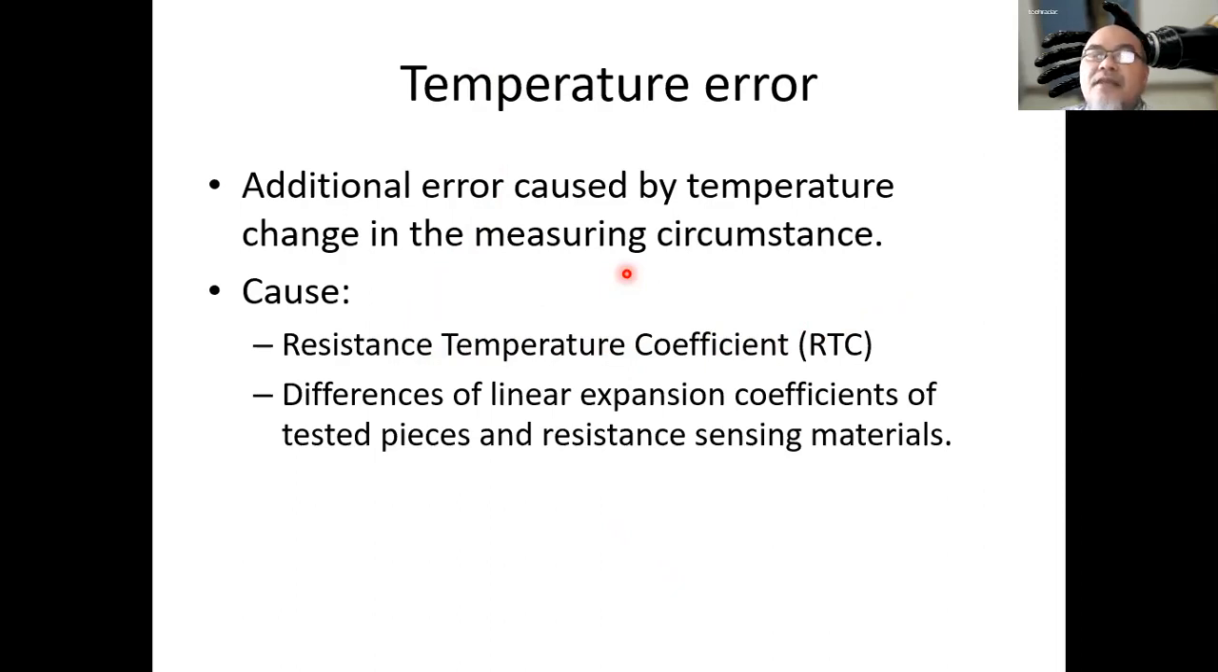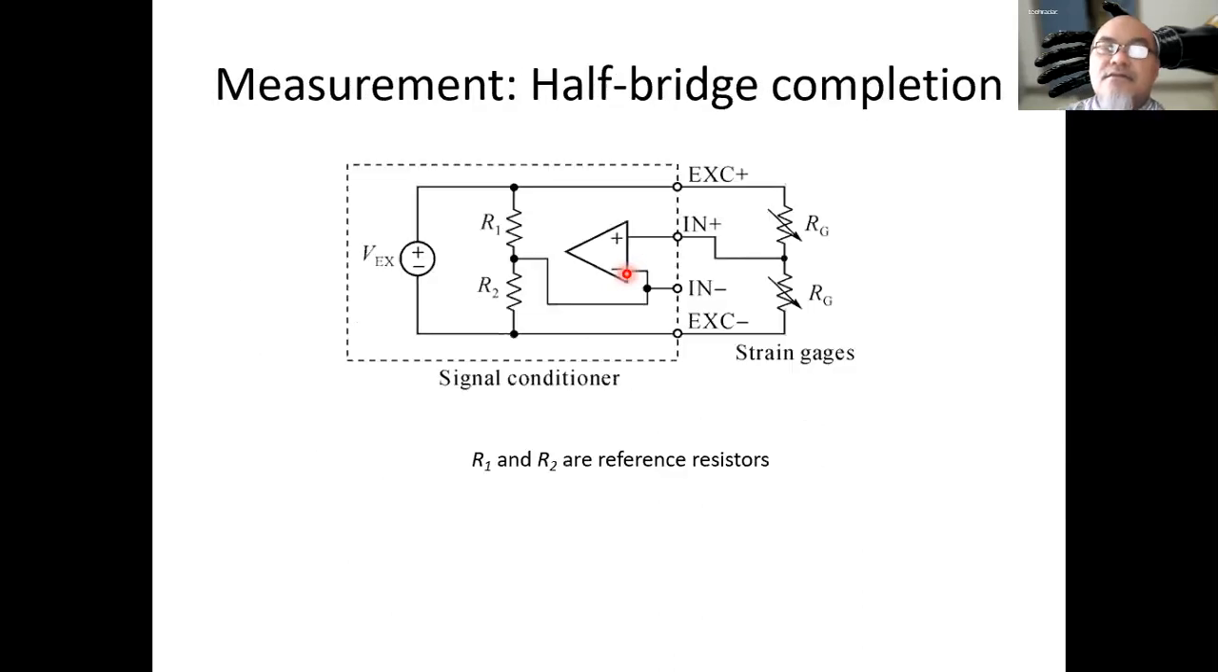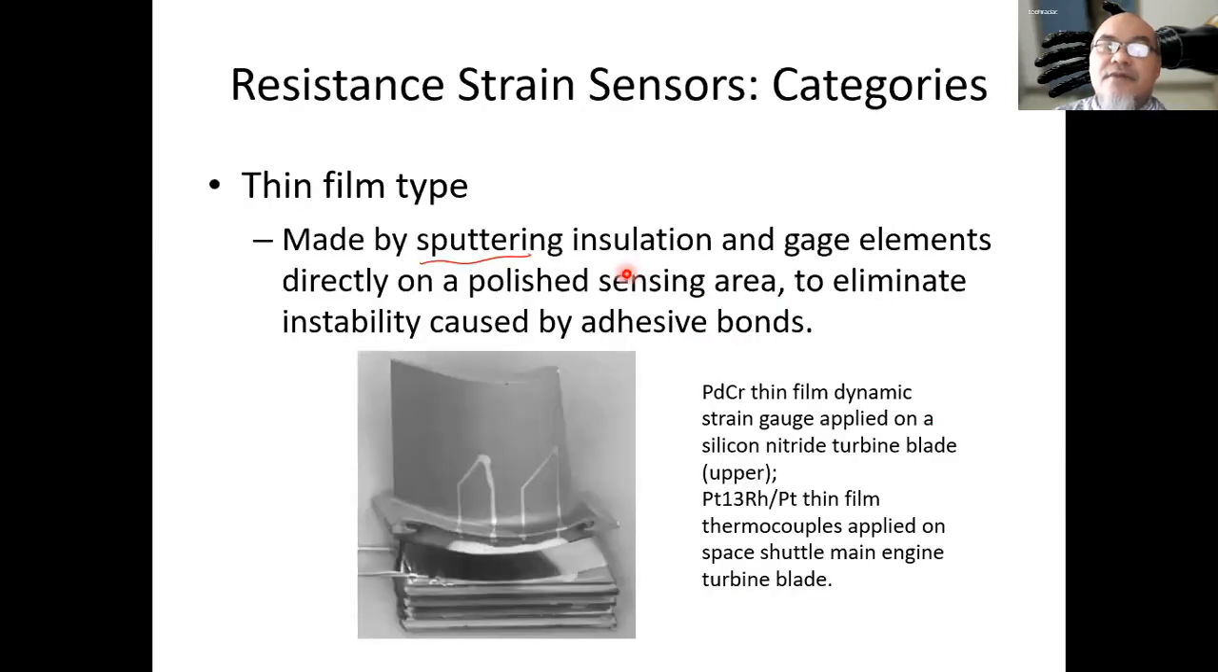Another cause of error due to temperature may be the difference between the linear expansion coefficients of the tested piece and the resistance sensing material. For example, it usually has a smaller thermal expansion coefficient because the strain gauge material itself, the platinum chromium or platinum rhodium platinum, is immediately coated onto the surface of the silicon nitride turbine blade. So they are really interacting.